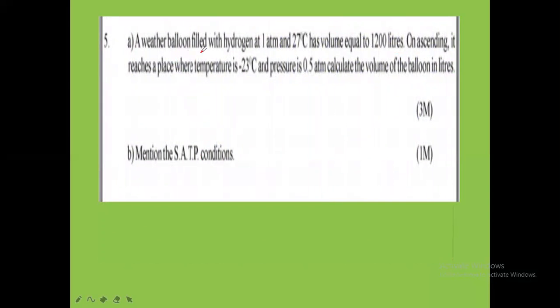A weather balloon. A weather balloon filled with hydrogen at a given temperature and given pressure has a given volume. So what is given initially? P1, T1, V1 are given. On ascending, on going to a particular height, it reaches a place where the temperature is minus 23 degrees Celsius.